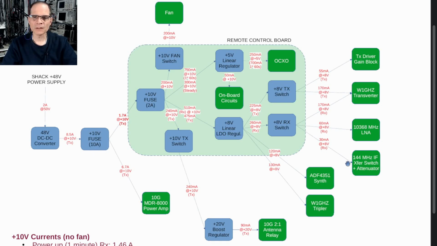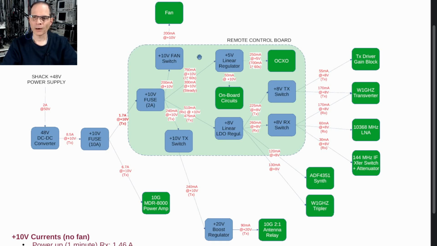So how does it distribute to the system? The 10 volts goes straight into the MDR 8010 GHz power amplifier. That's in transmit. In receive it draws nothing. Okay, so only in transmit, 6.7 amps constant, whether you send RF into the amp or not. It's a Class A amplifier. Yep, big power hog.